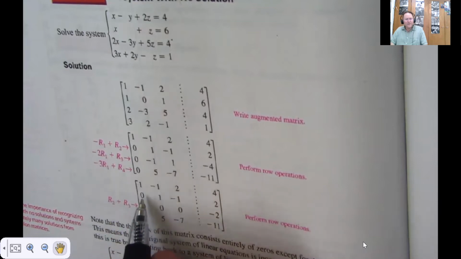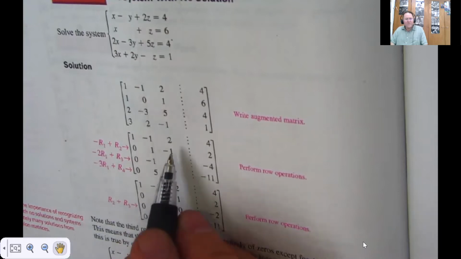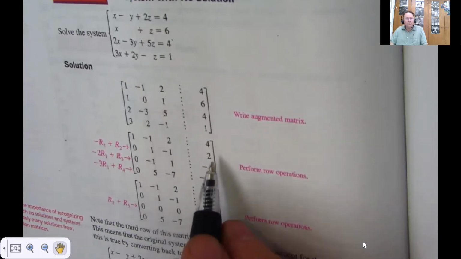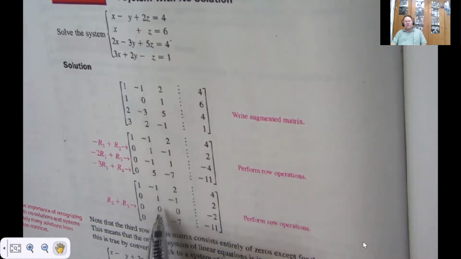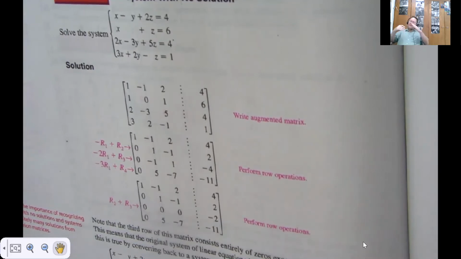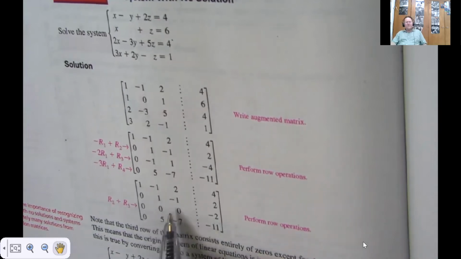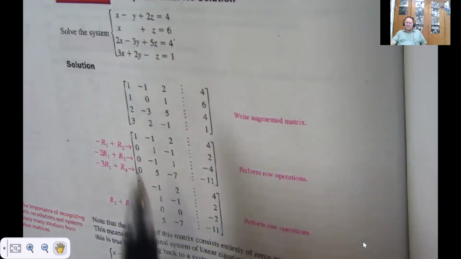0 + 0 = 0. 1 + -1 = 0. -1 + 1 = 0. And 2 + -4 = -2. And look at what you got here. Looky, looky. You get 0 = -2. In what universe is 0 = -2? That can't happen. This is an indication, when you get 0 = -2, because that's just not true, that you know it's a no solution system.